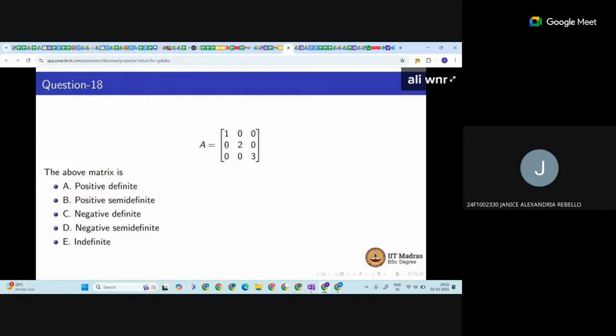So this will be positive definite. Why? All the eigenvalues are greater than 0. What are the eigenvalues here? Yes, sir. All positive. It's a diagonal matrix. So that is what I am asking. So it is a diagonal matrix, so 1, 2, and 3. Yes, the eigenvalues are 1, 2, and 3. Yeah, eigenvalues lie on the diagonal. All are positive. So it is positive definite.